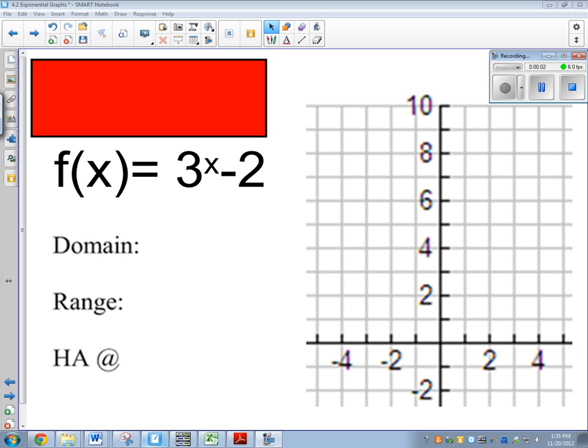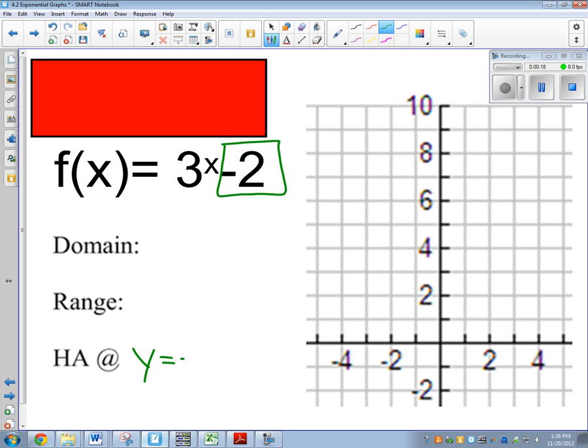3 to the x minus 2. The very first thing we want to do is find the horizontal asymptote. So I look at this problem. Horizontal asymptote is at negative 2. Good, Rachel. No. Remember, it's tagged on the end, so we don't change it. It says negative 2, so it tells me my horizontal asymptote is at y is equal to negative 2.